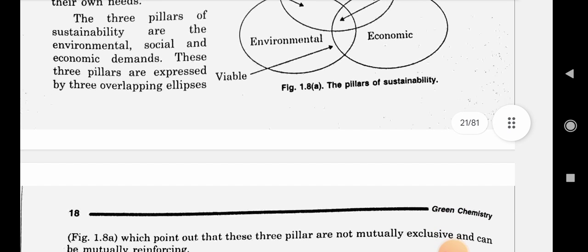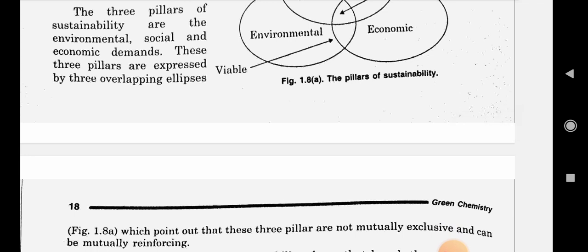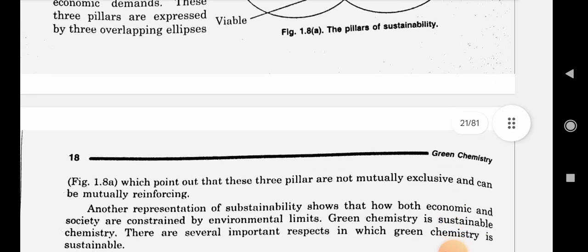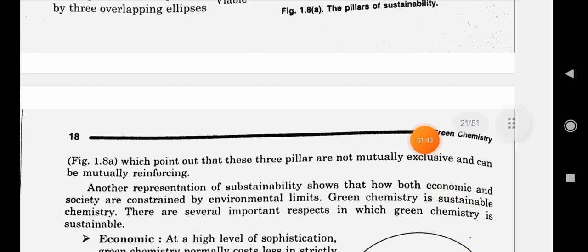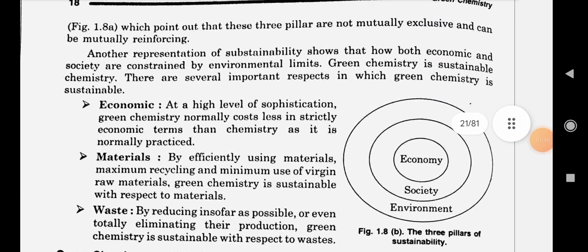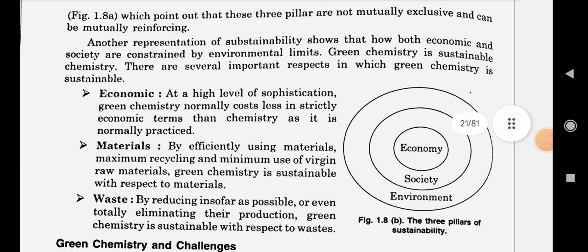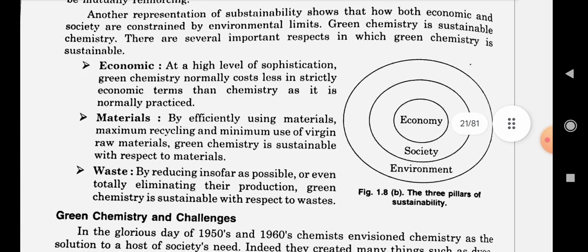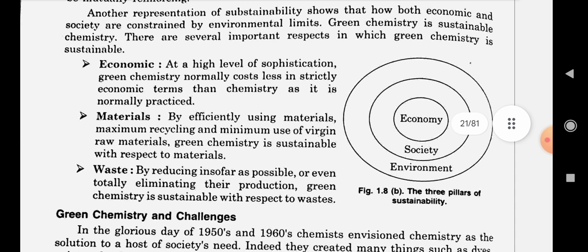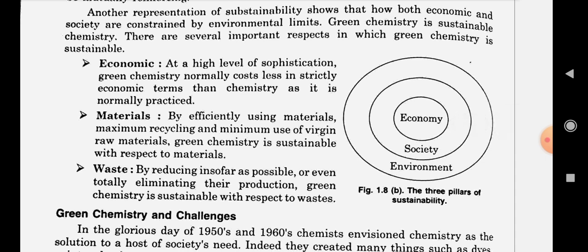The three pillars of sustainability are the environmental, social, and economic demands. These three pillars are expressed by overlapping ellipses, which point out that these three pillars are not mutually exclusive and can be mutually reinforcing. Another representation of sustainability shows how both economy and society are constrained by environmental limits.